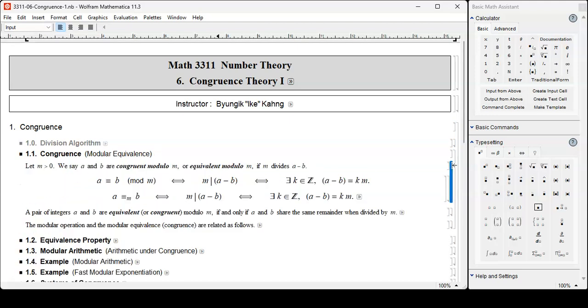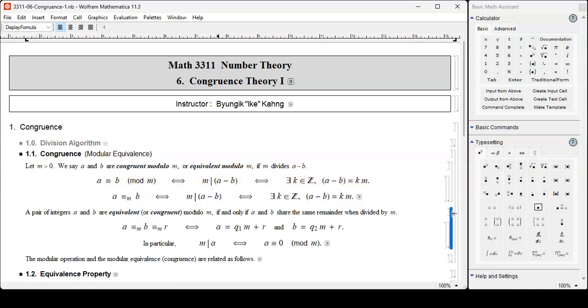Previously, we went through the definition of the congruence. A and B are congruent modulo M means the difference A minus B is a multiple of M. Left-hand side minus right-hand side is some integer times M. That's the definition. Under this definition, we proved an important property of the congruence. Two integers are congruent modulo M means they share the same remainder when divided by M.